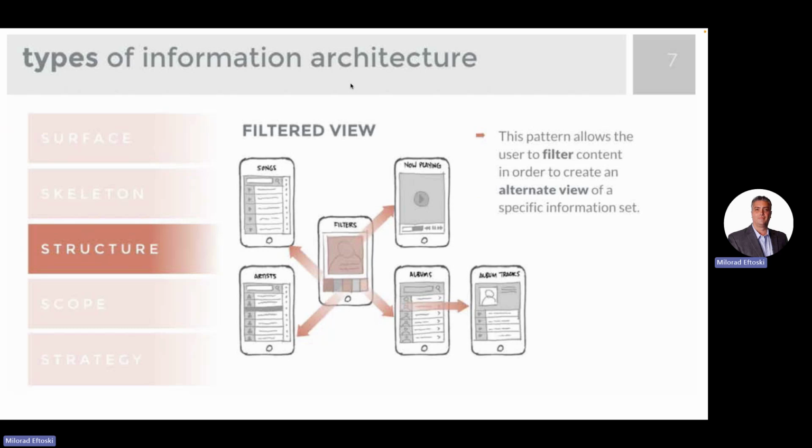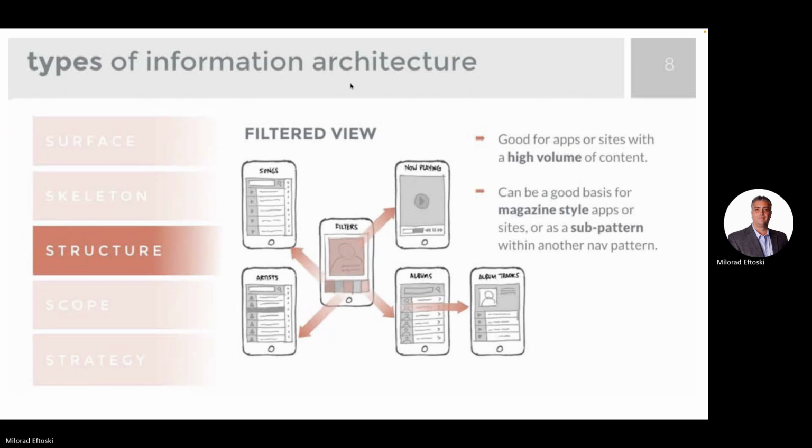So this pattern allows the user to filter content in order to create an alternate view of a specific information set. Good for app sites with high volume of content. So if you have a lot of content, you need a filter because no one's going to go next, next, next. They're going to hit drama and see 100 movies that deal with drama, right?